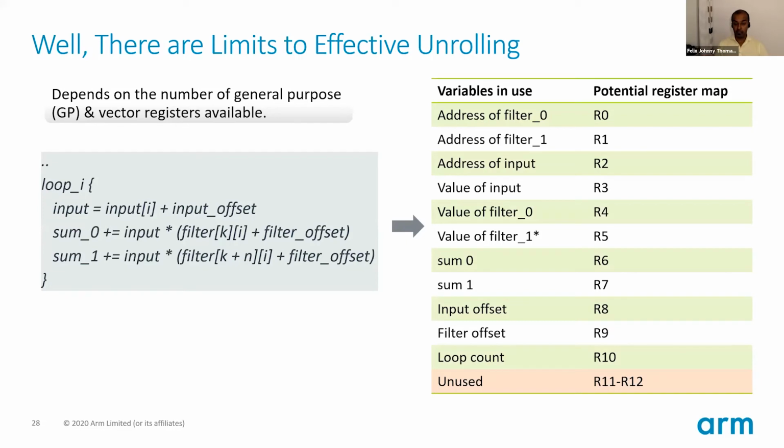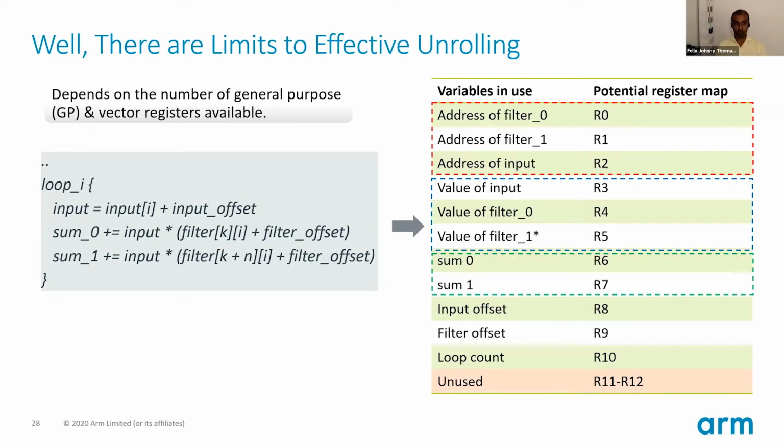And this is a paper and pen exercise. So first, you have 3 address pointers, and let's assign 3 registers to that. And then you have 3 values, which you read from those 3 addresses. So let's assign 3 more registers for that. You have 2 outputs, sum 0 and sum 1, and those go into 2 registers. You have your input and filter offset. Those are 2 registers. And you have a software loop count. That's 1 register. And ARM Cortex-M4 or M7 has 13 general purpose registers, and that leaves us with 2 unused registers. Now, this looks like a good match.